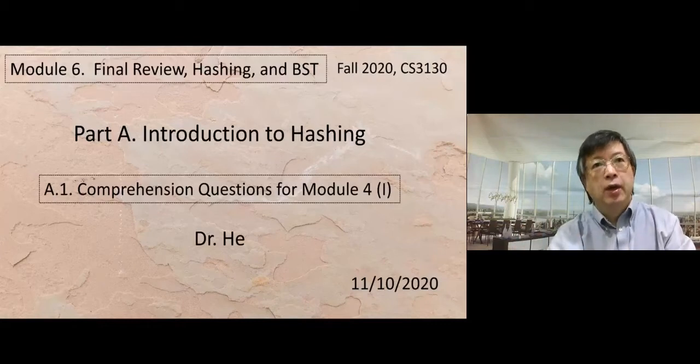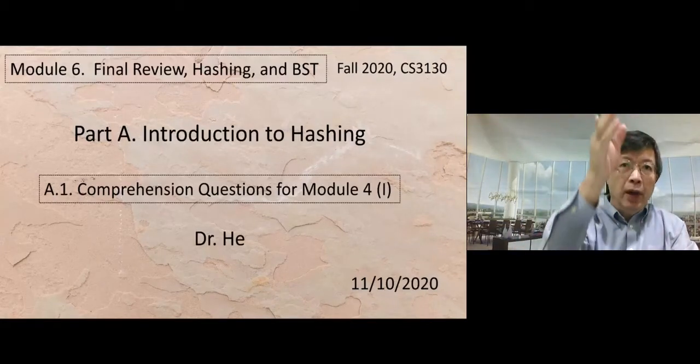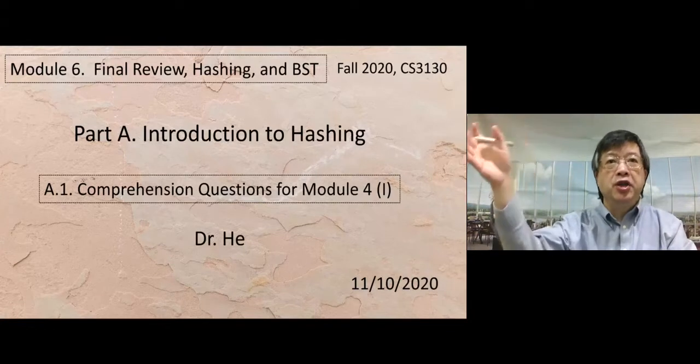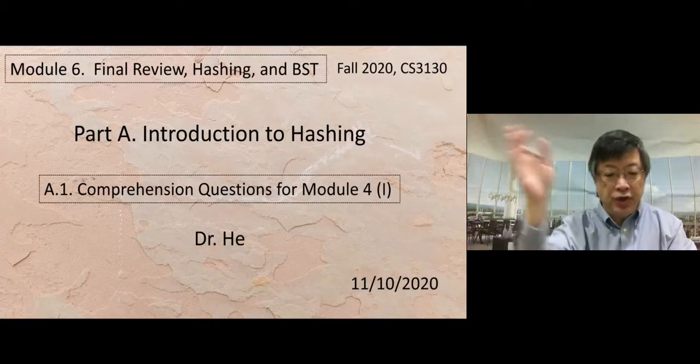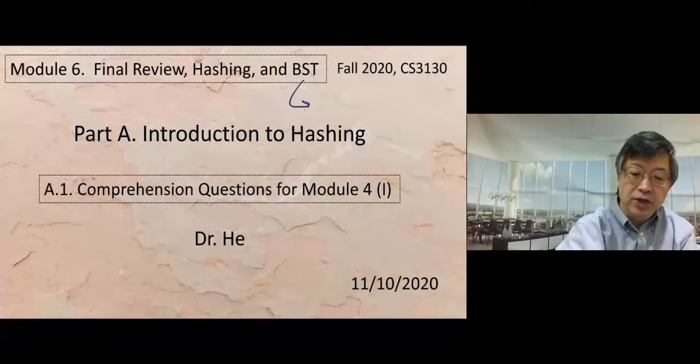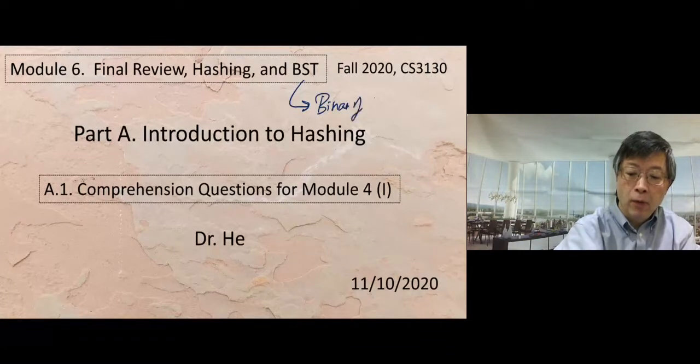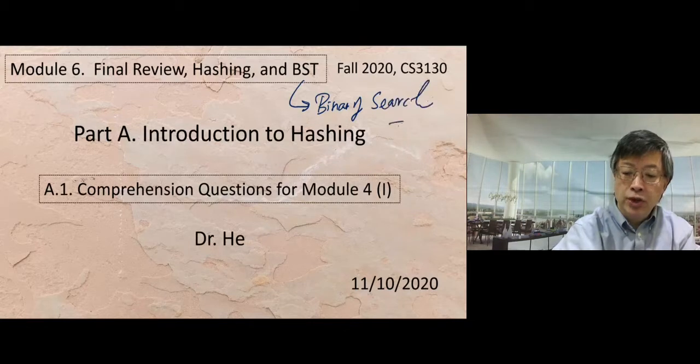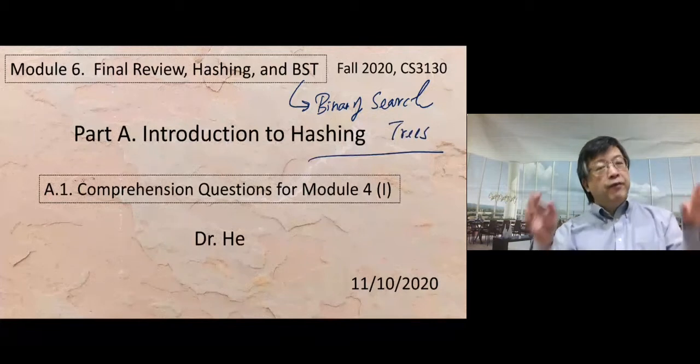Module 6, Final Review, Hessian and BST, Binary Search Tree. So this is BST, Binary Search Trees. All right.